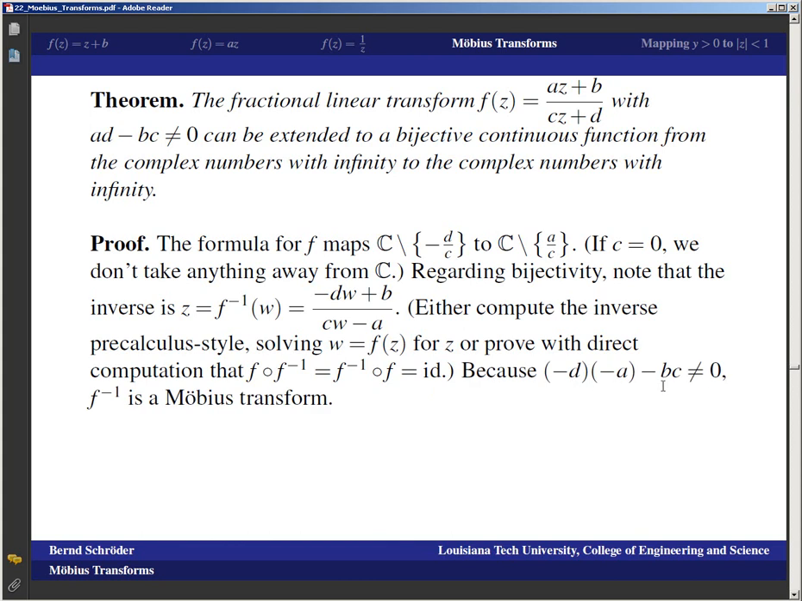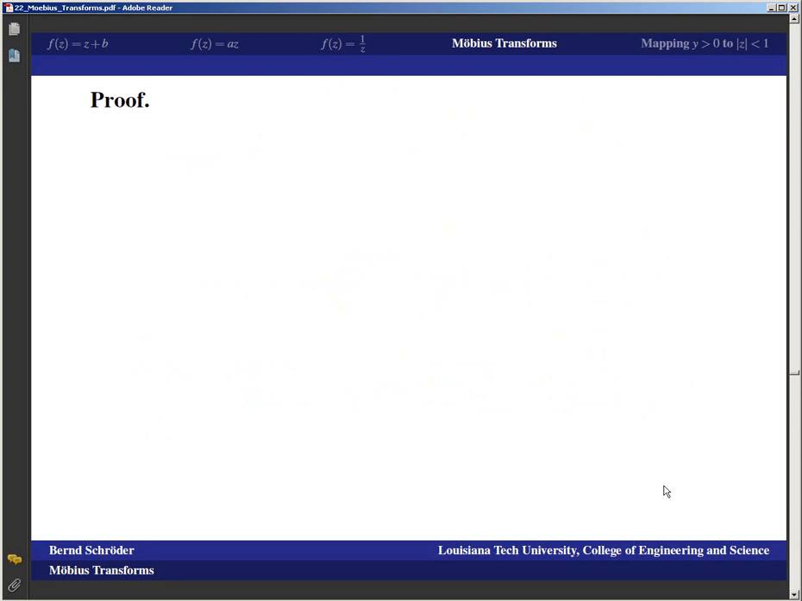Because negative d negative a minus bc is not equal to 0, and that would be just basically this one times this one minus this one times this one, just as up here, we have that the inverse is also a Moebius transform. And the formula for f inverse now maps C without a over c to C without negative d over c, and you can see that just maps the original range to the original domain, which is what an inverse is supposed to do.